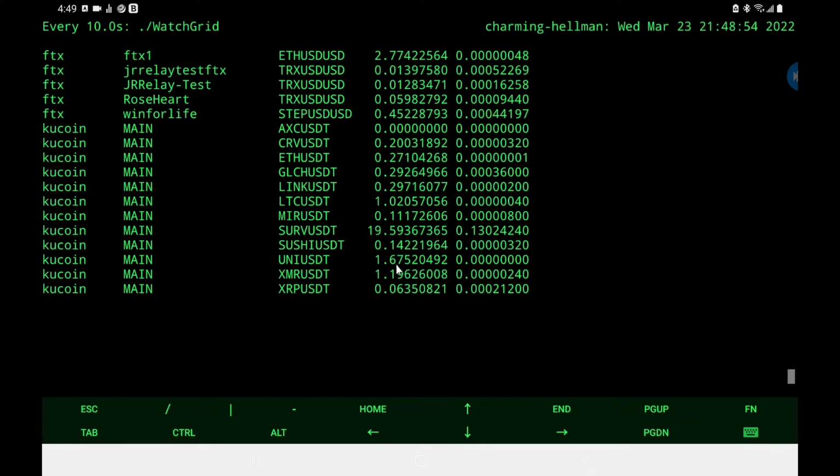Not bad. Uni has $1.67, XMR $1.19. Now, most of these coins and this data is roughly 4 days old. So this tells you by the end of the day, I will have close to $20. So I'm making roughly $5 a day pure profit on this one single coin. So figure after 30 days, $150.